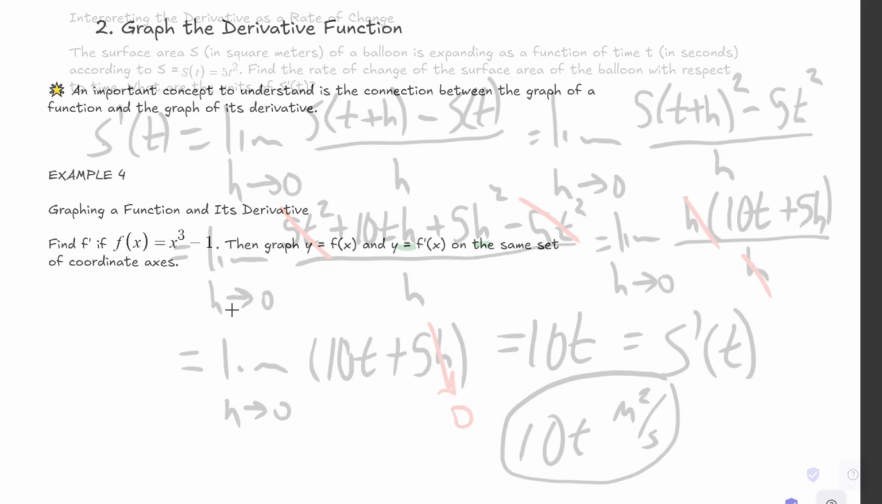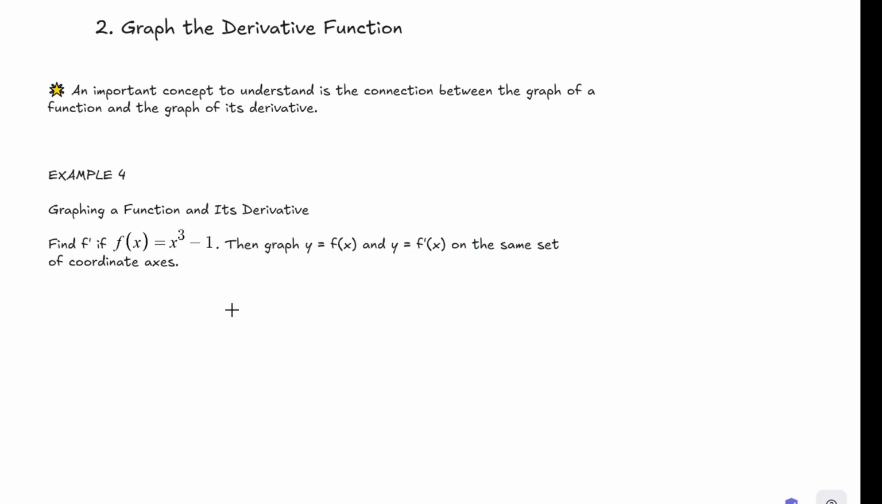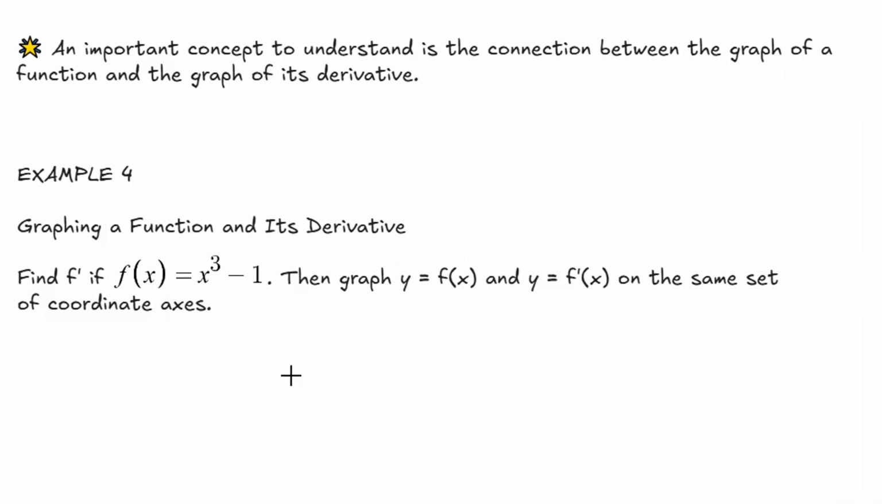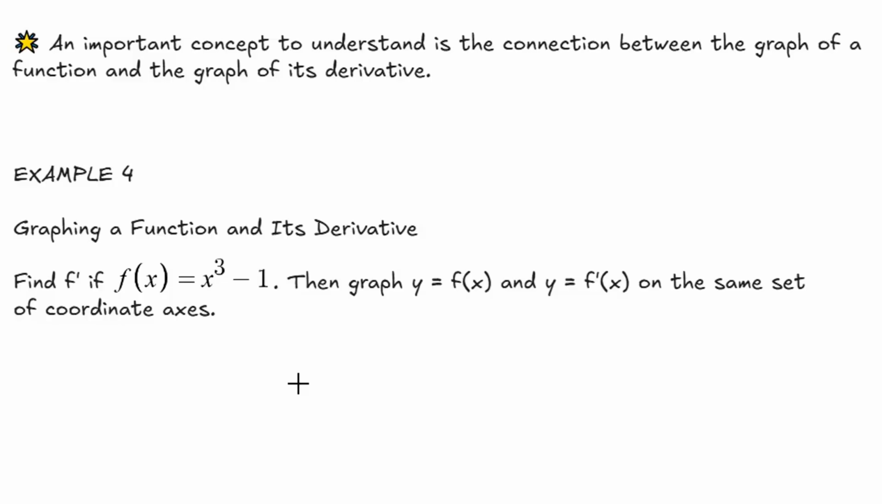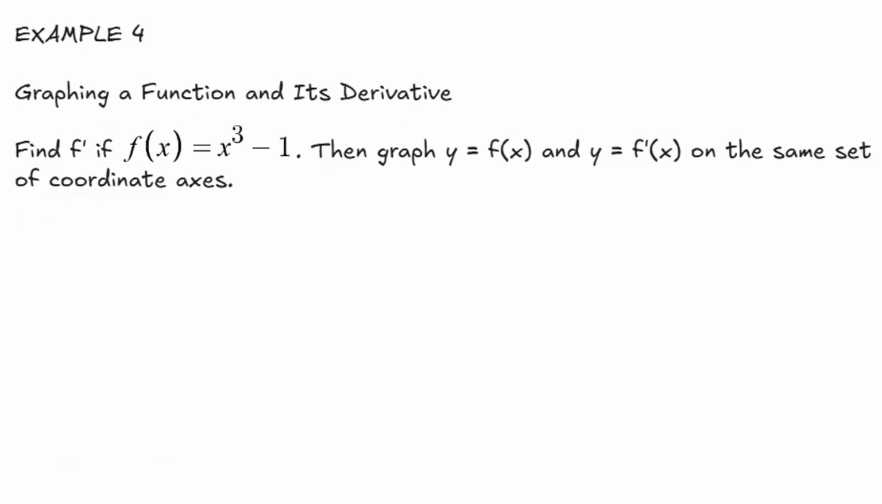The next thing we want to talk about is how to graph the derivative function. So an important concept to understand is the connection between the graph of a function and the graph of its derivative. In this example here, we're going to find f prime for x cubed minus 1, then graph f and f prime on the same set of coordinate axes. So since we're trying to find the derivative of a function in terms of x, we're going to use form 2. So f prime of x.